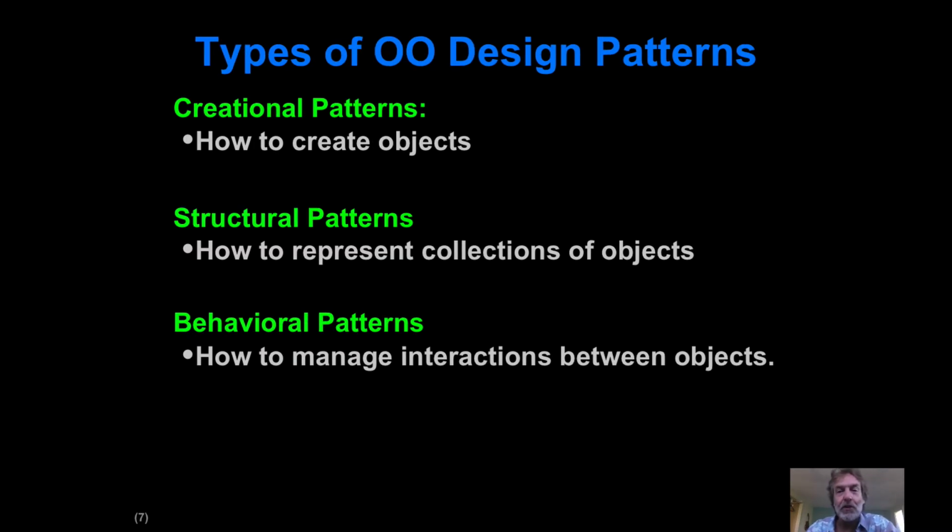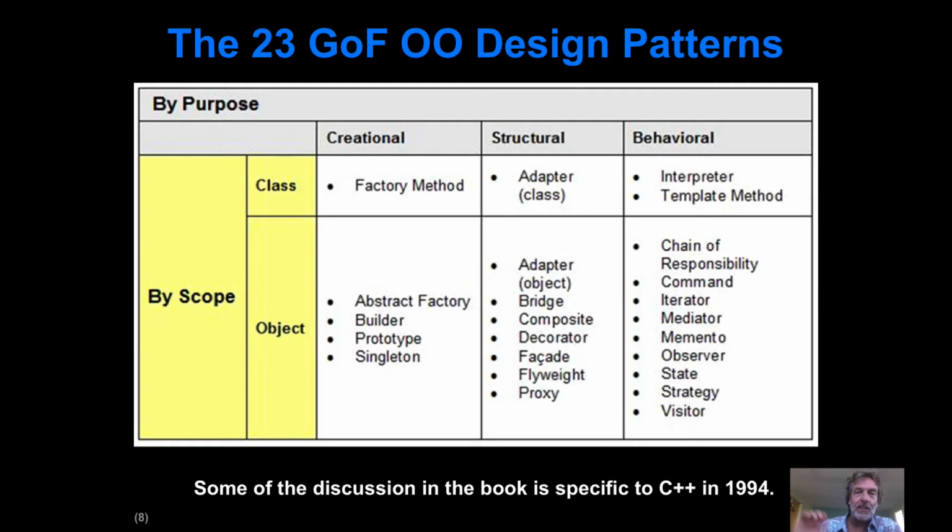In terms of object-oriented design, there are typically three kinds: creational, structural, behavioral. So there's a lot of patterns about how you create objects, how you represent collections, and how you manage the interactions. In terms of the Gang of Four book, this is the classic, they came up with 23 design patterns, and some of them apply just to classes, some apply to objects, some apply to both, and there are these three categories.